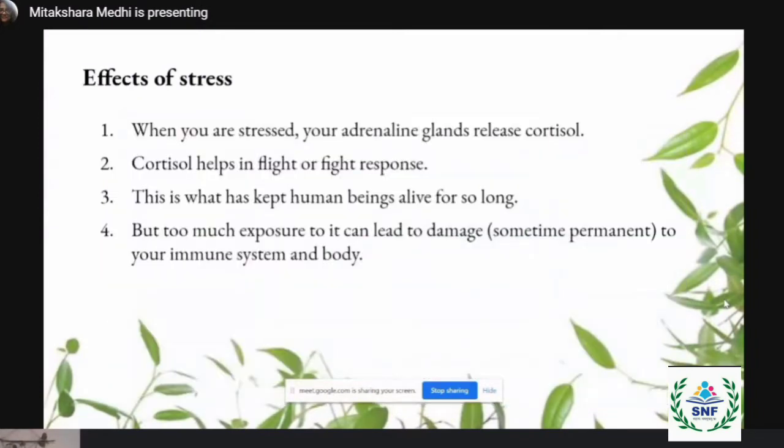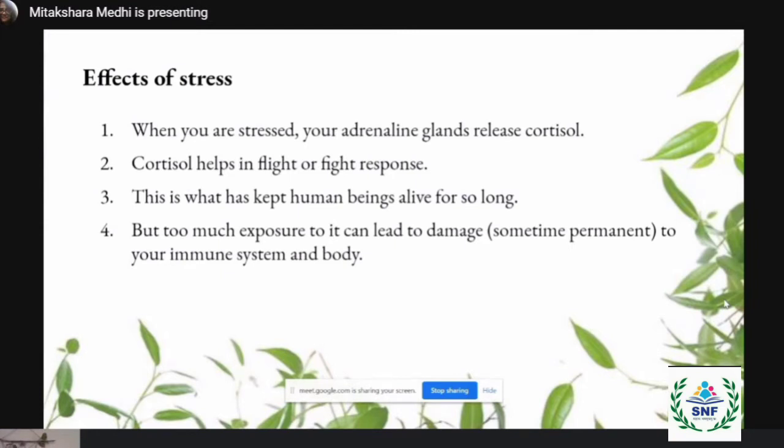Next is the effects of stress. This is the overall general effects of any stress, not just academics. So when you're stressed, your adrenal glands, this is a part of your body, release cortisol. And this is for those who are not from a biology or psychology background, because it took me a lot of time to understand in my undergrad as well. So cortisol is the stress hormone. It impacts the body in a way that it readies your body for a fight or flight response.